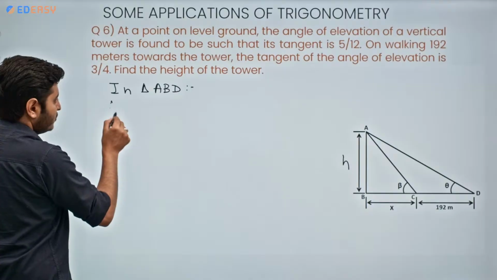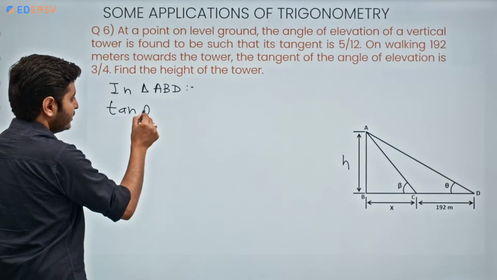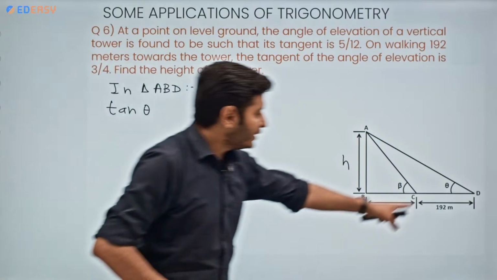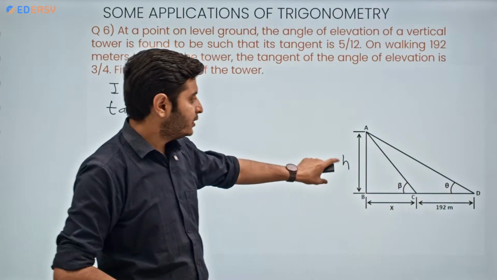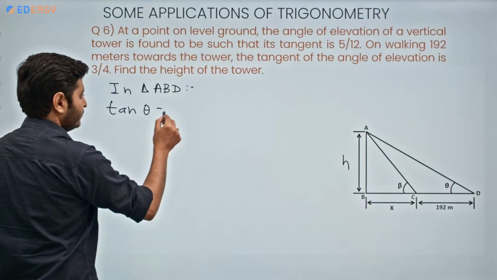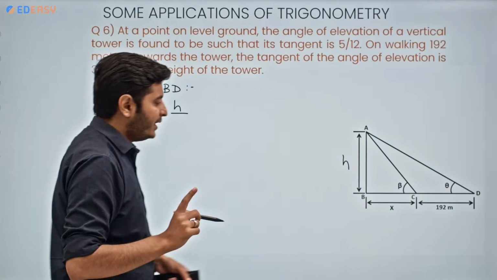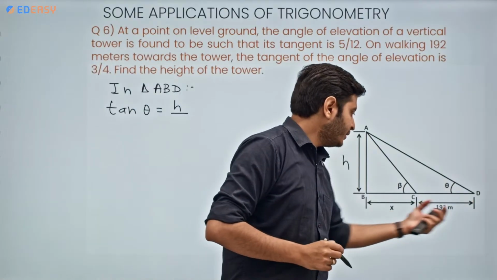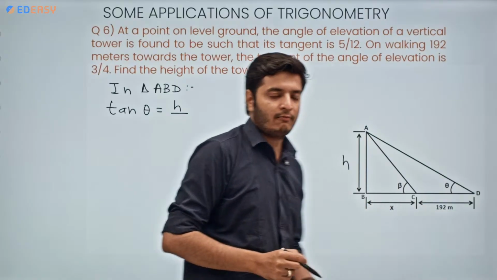Tan theta, because the angle that we are considering is theta. What is the value of tan theta? Perpendicular by base. Perpendicular is h, but base is this BD. Total length would be x plus 192 meters.